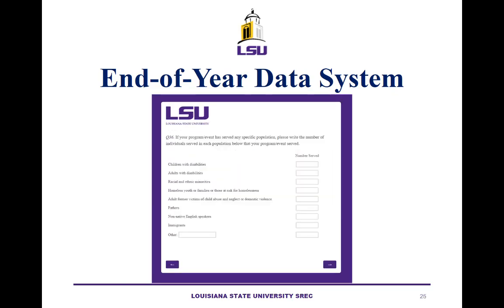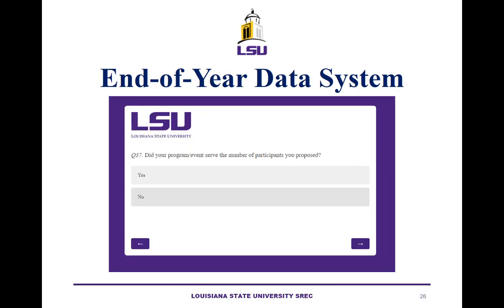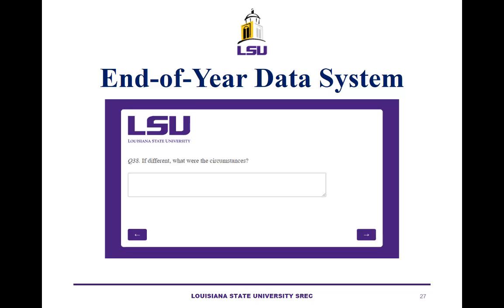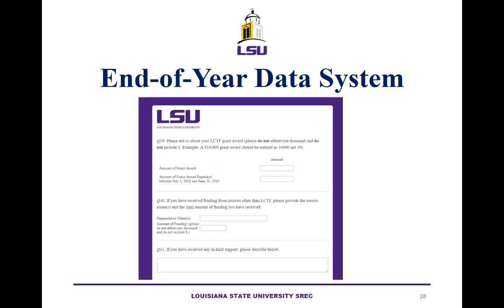Next, enter the number of individuals served in each of these specific populations if served and known. Next, indicate whether your program or event served the number of participants you proposed in your grant application. If the number is different from what was proposed, what were the circumstances for these differences?